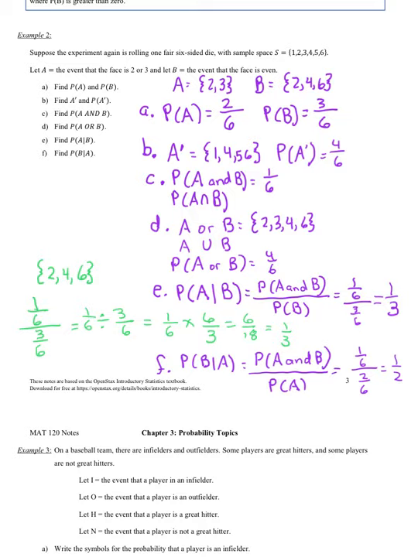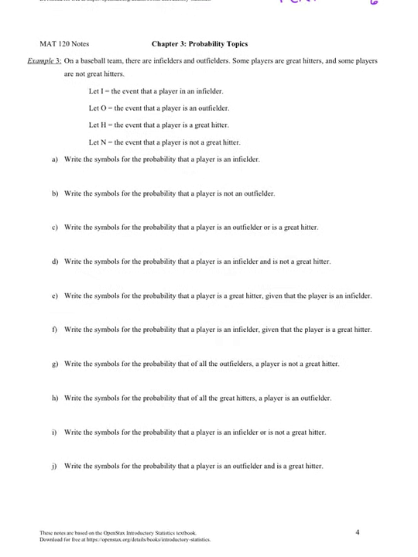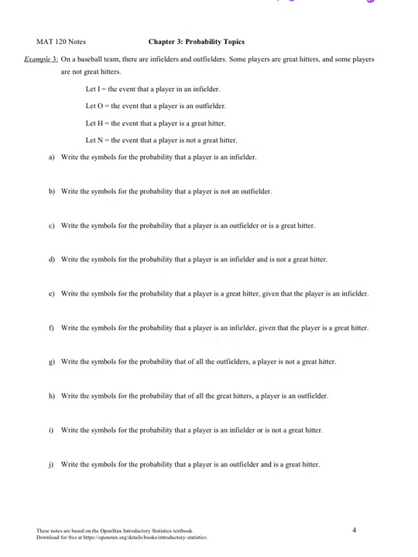Moving on to the next page, let's practice some of our symbols. We have a baseball team with infielders and outfielders. Some of the players are great hitters and some of the players are not great hitters. I will be the event the player is an infielder, O, they're an outfielder, H, they're a great hitter, and N, they are not a great hitter.